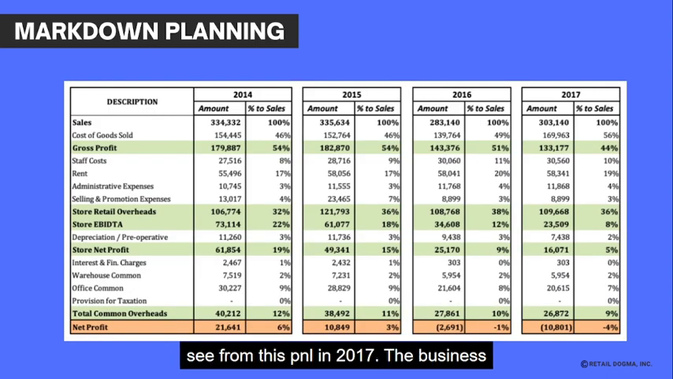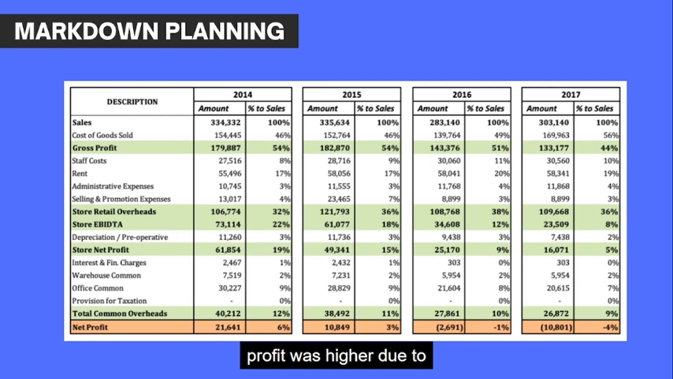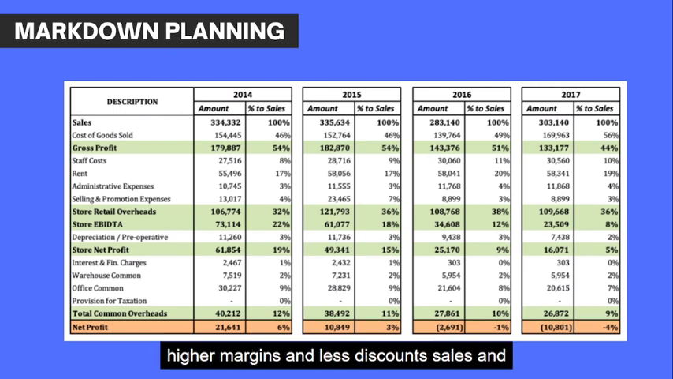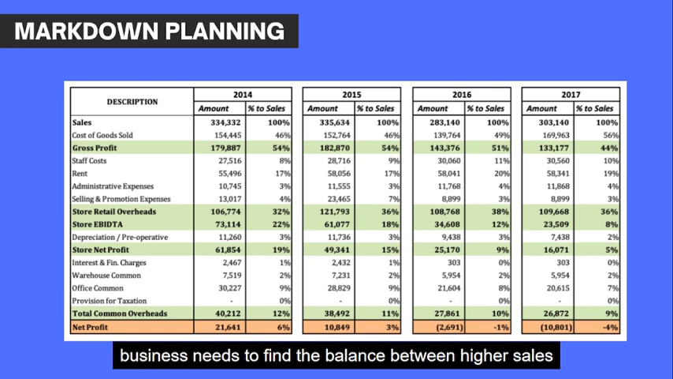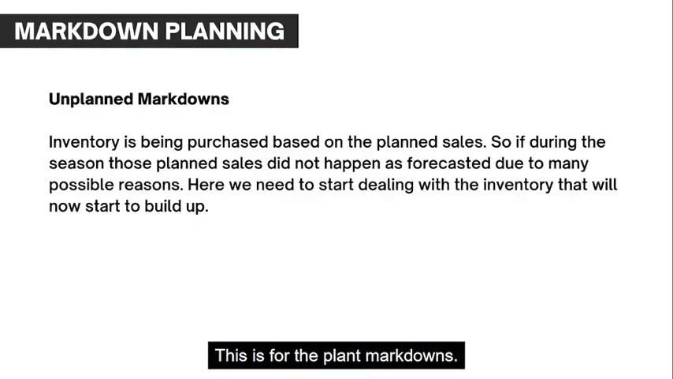As we can see from this P&L, in 2017 the business delivered lower sales than 2016, but gross profit was higher due to higher margins and fewer discounts. Sales and margins should always be budgeted together, and the business needs to find the balance between higher sales at lower margins versus higher margins and lower sales volume, and better profitability. This is for the planned markdowns.